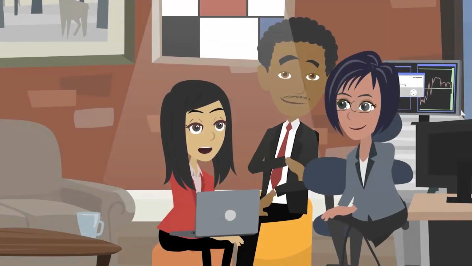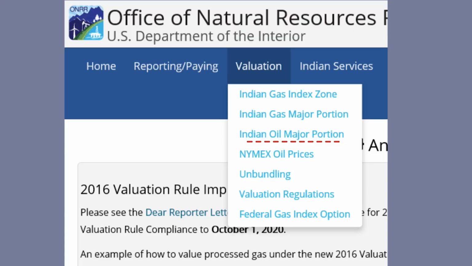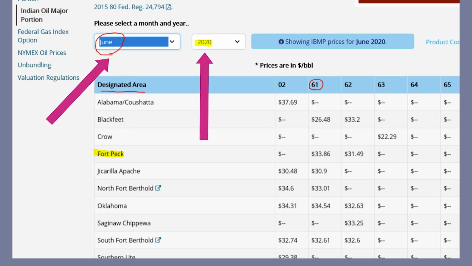For oil, stay on the Valuation tab on onrr.gov and select Indian Oil Major Portion. Select the month and year at the top of the page, and then find your designated area and product to match the price. June 2020 was selected, showing a large table with data for the month. Fort Peck under designated area is highlighted.